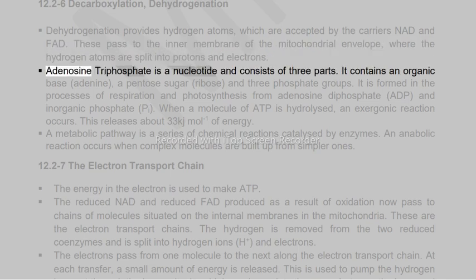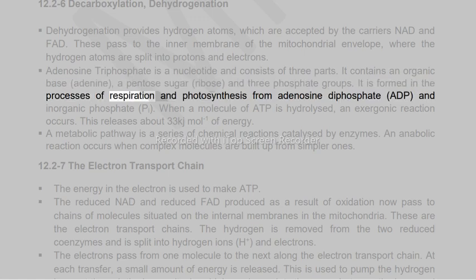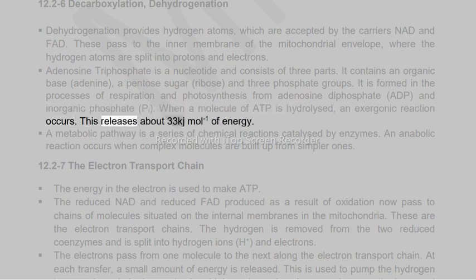Adenosine triphosphate is a nucleotide and consists of 3 parts. It contains an organic base, adenine, a pentose sugar, ribose, and 3 phosphate groups. It is formed in the processes of respiration and photosynthesis from adenosine diphosphate, ADP, and an inorganic phosphate, Pi. When a molecule of ATP is hydrolysed, an exergonic reaction occurs. This releases about 33 kJ/mol of energy.